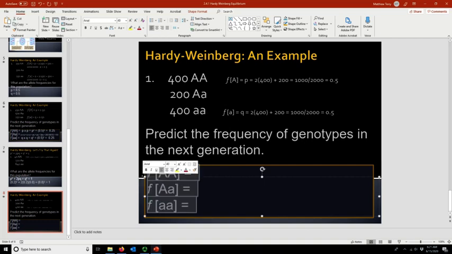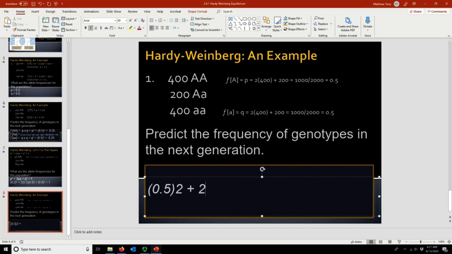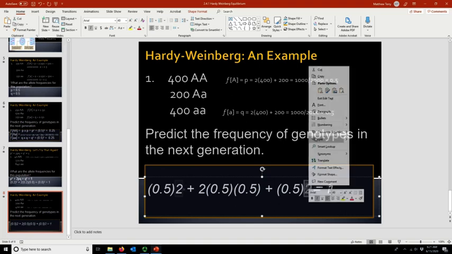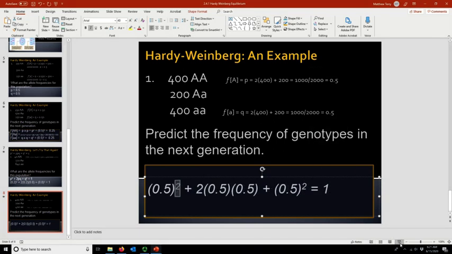So we will do p squared, which is going to be 0.5 squared, plus 2pq, which is 2 times 0.5 times 0.5, plus q squared, which is 0.5 squared. And again, it's always going to equal 1. That's not what we're testing here. Let's make these superscript. And so let's take a look at this final equation.